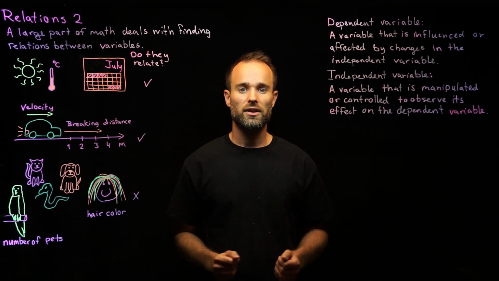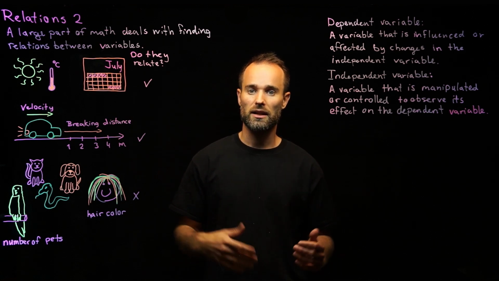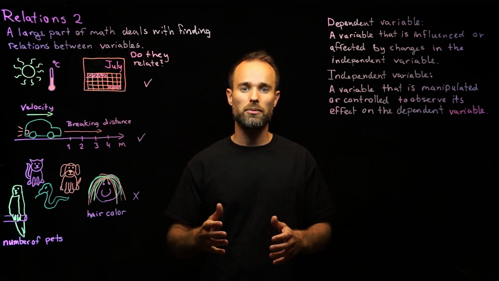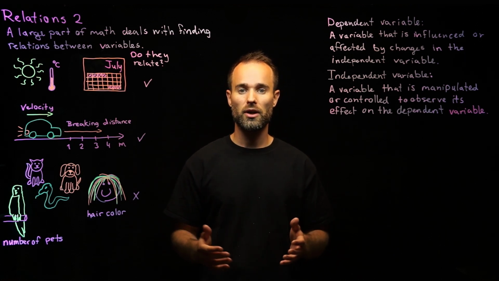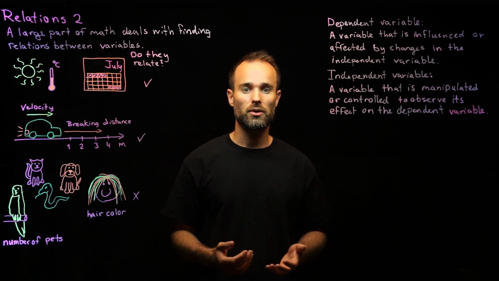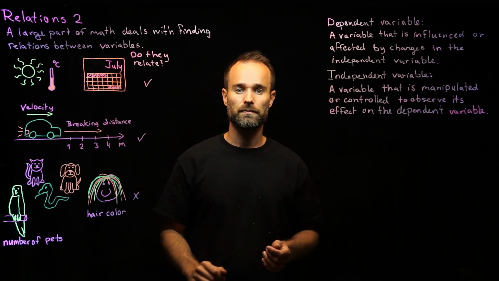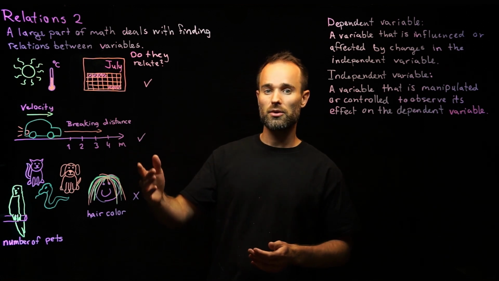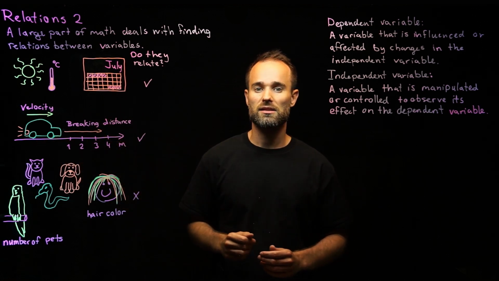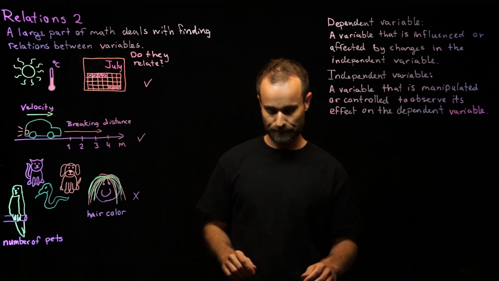Oftentimes, in scientific experiments and analysis, the designation of a dependent and independent variable arises naturally. Researchers manipulate or control one variable and observe its effects on another. The other variable is said to be dependent on the first, the independent variable. So, of the variables temperature, day of year, velocity, and braking distance, which are the dependent and independent variables?